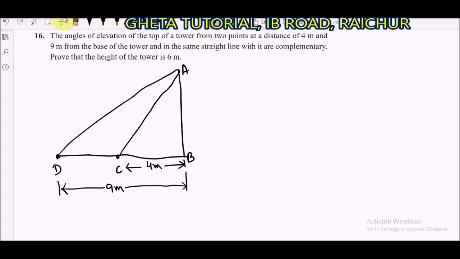They have given that the angles of elevation will be complementary. The angle of elevation at the top of the tower from the 2 points at a distance of 4 meter and 9 meter from the base of the tower, and in the same straight line with it, are complementary. So what is the meaning of complementary here?